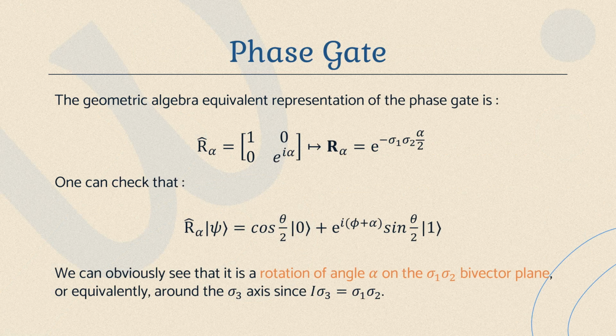In the Bloch vector representation, we can see that when a state is acted on by the phase gate R alpha hat, it rotates the Bloch vector on the sigma 1 sigma 2 bivector plane by an angle of alpha. So we can see that the geometric algebra equivalence of the phase gate is in fact another spinor or a rotor, which equals exponential negative sigma 1 sigma 2 times alpha over 2.